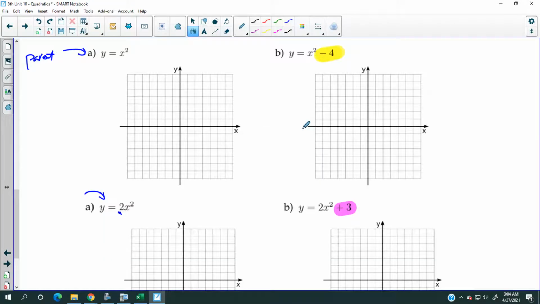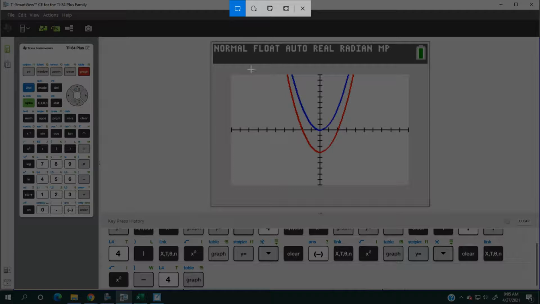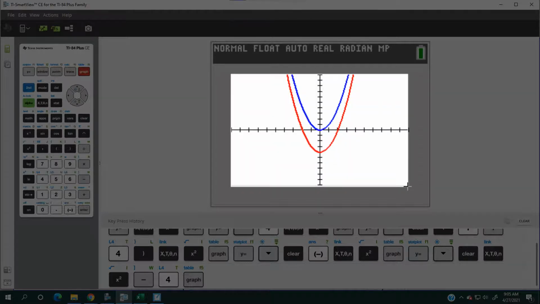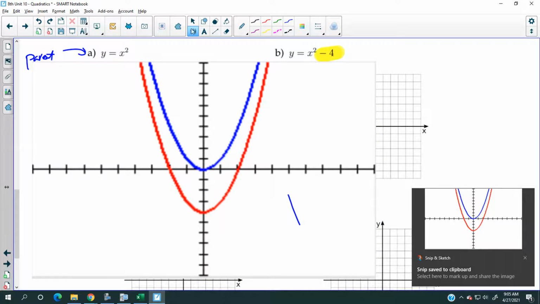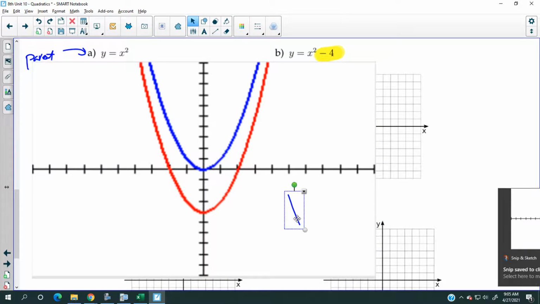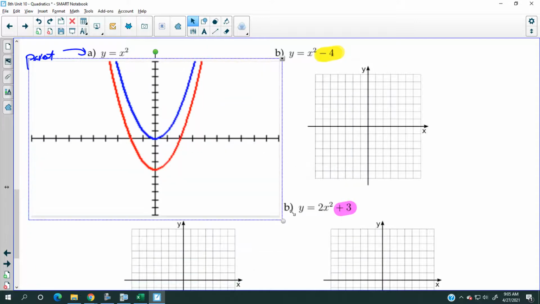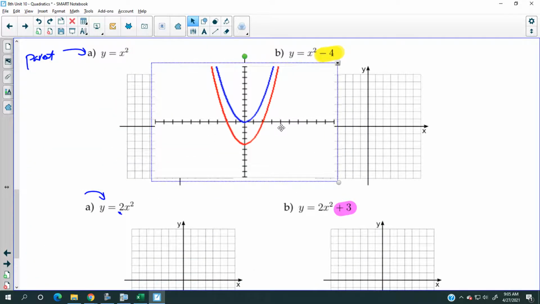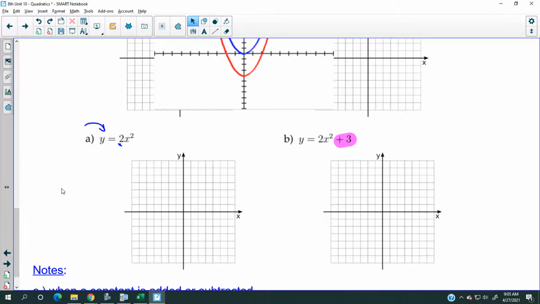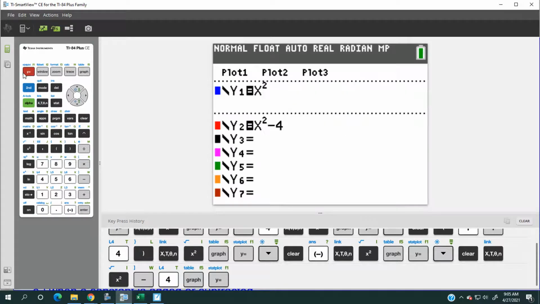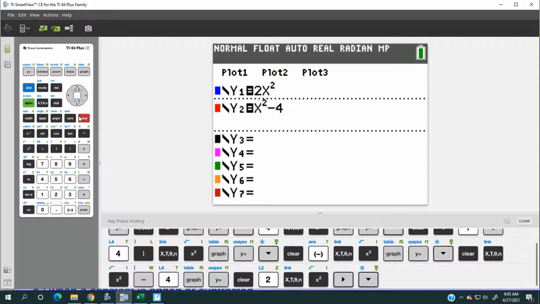So let me take a picture of that for you guys. So we got this going on. The blue is the parent function, right? And now let's take a look at the other one, 2x squared. So now I'm going to change both of them. So that's 2x squared. Clear. And now I'm going to do 2x squared plus 3.